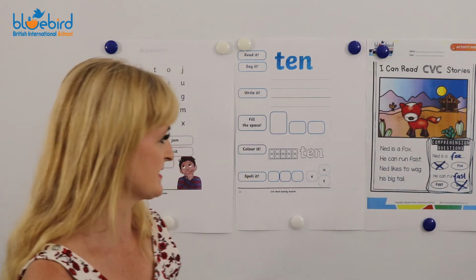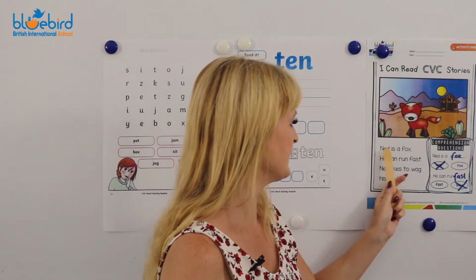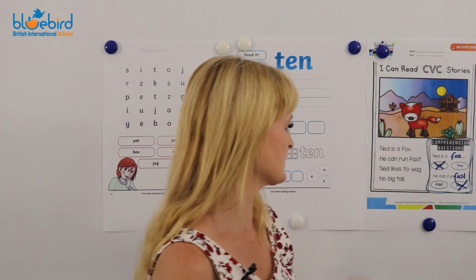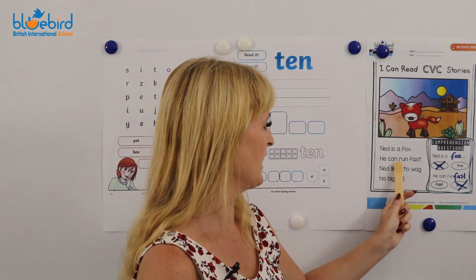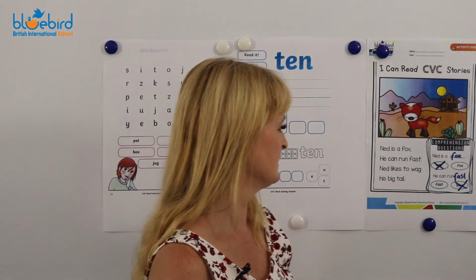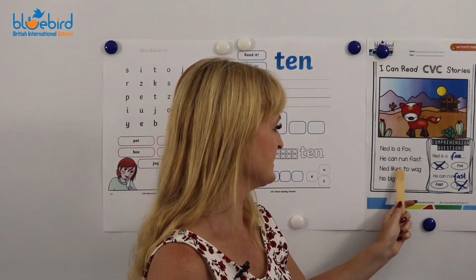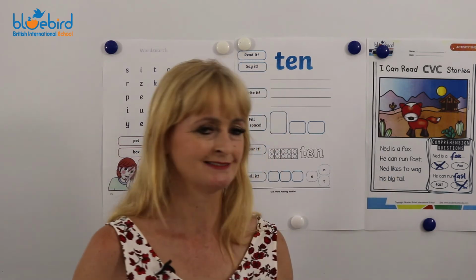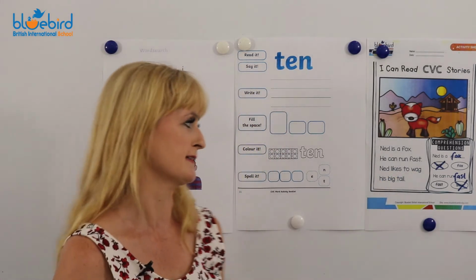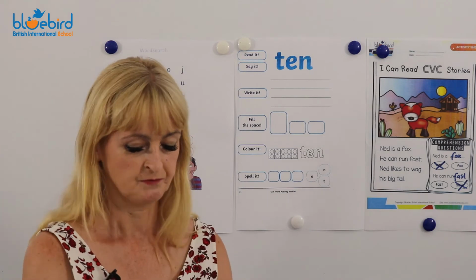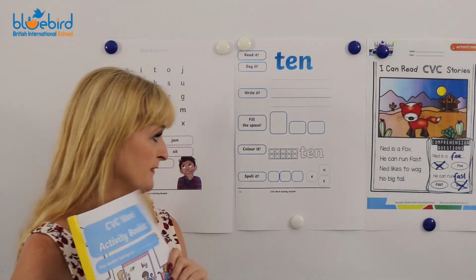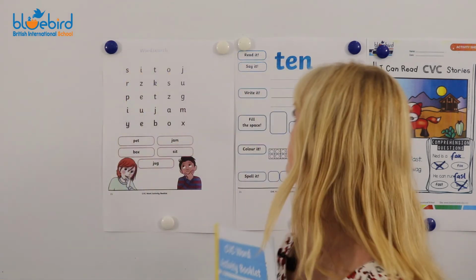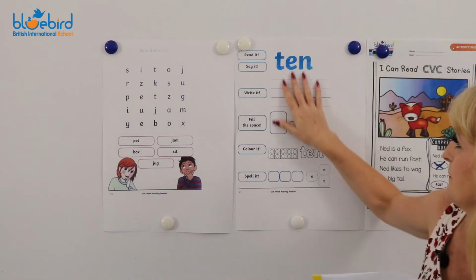Let's read it one last time. Ned is a fox. He can run fast. Ned likes to wag his big tail. Perfect. I know you guys can do it now. So inside our workbooklet that we've been working from this week, we will find this page.